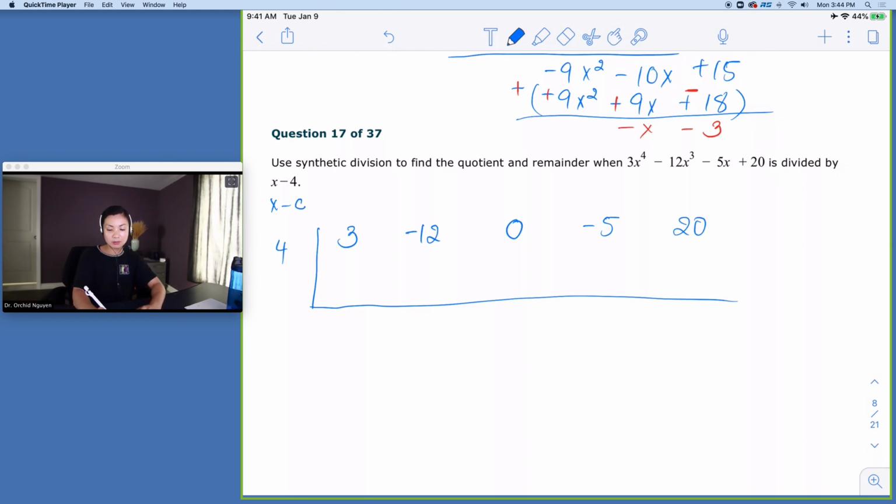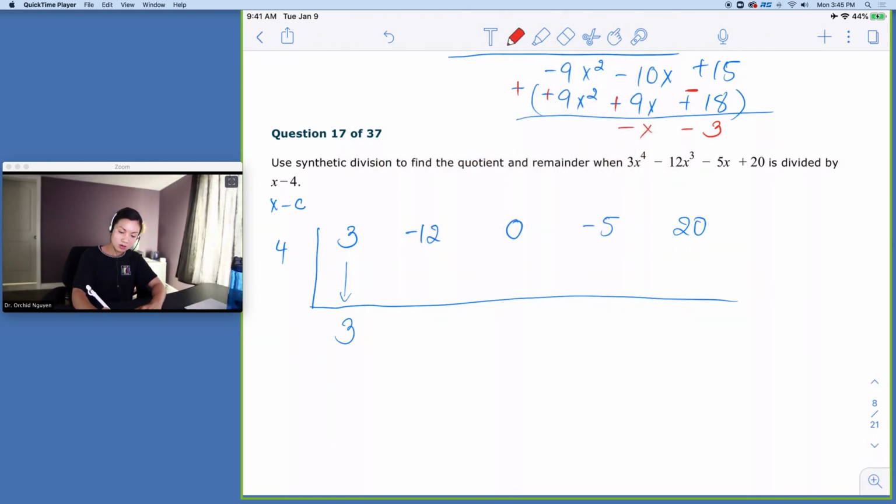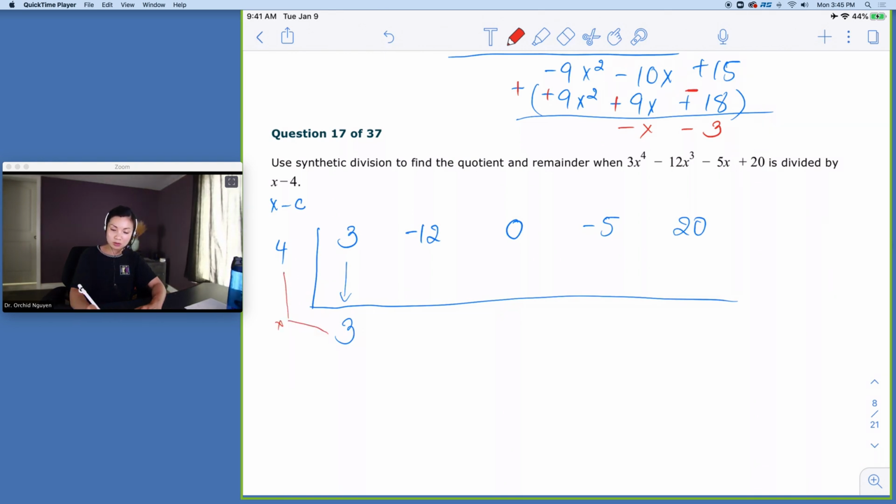You bring down 3. You're going to take 4 times 3, and you put it right here. So it's 12. And then you add. So we get 0. And then you do the same thing. 4 times 0 is 0. I'm talking about this 4 times 0 is 0. You add these two, so it's 0.